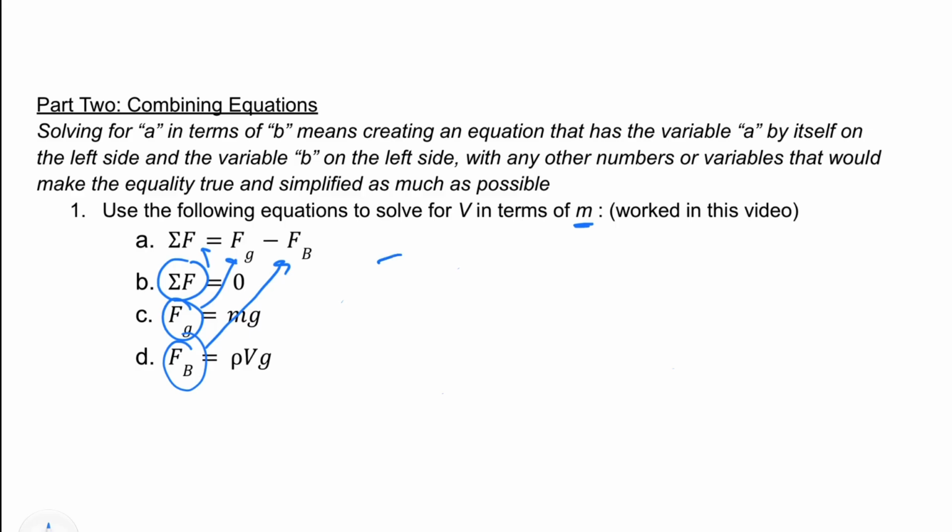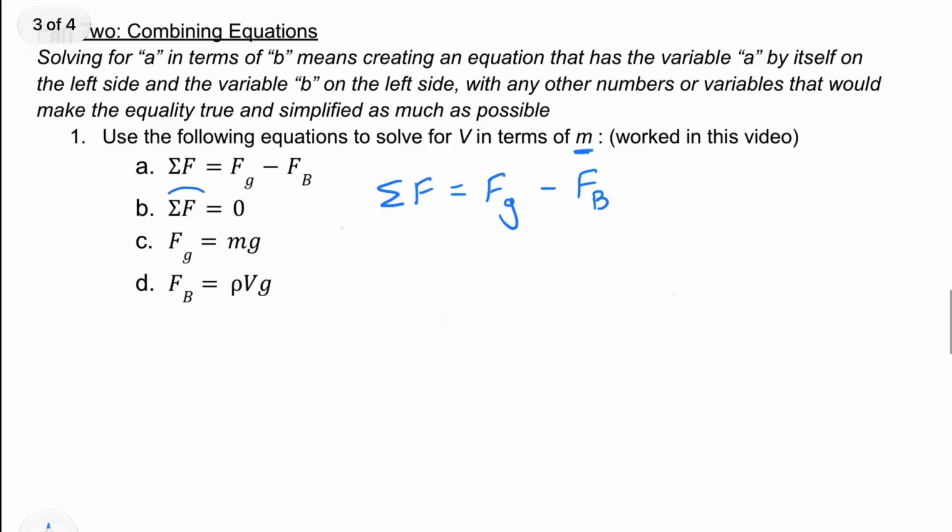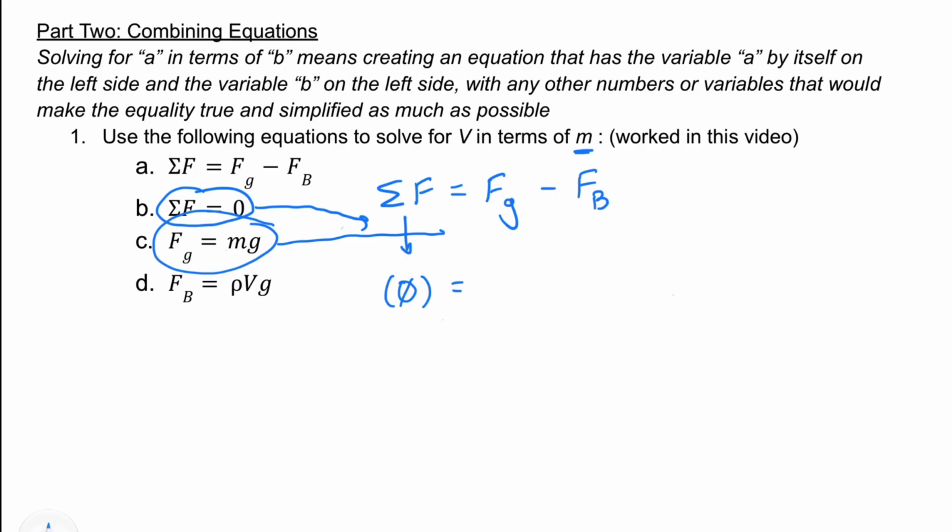So I'm going to rewrite that, and then we'll plug in those other formulas as we go. We'll start off with sigma f equals fg minus fb. All these other equations are just the components of that first formula, and we can substitute them in. Right here, sigma f equals 0, so let's substitute 0 for sigma f. And that's going to equal whatever fg is, which we can substitute in.